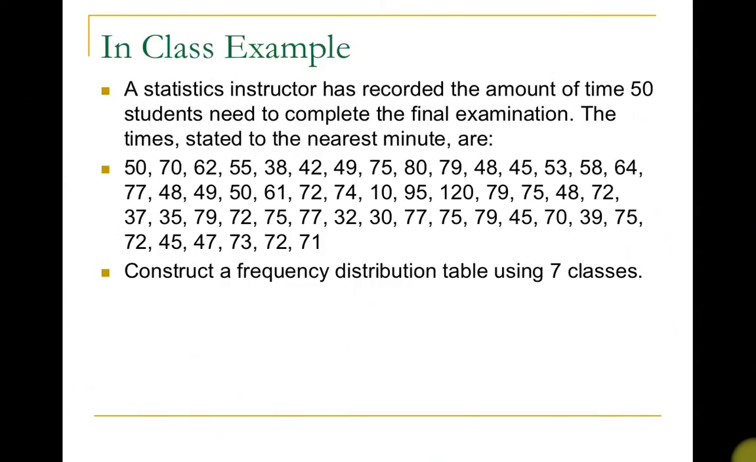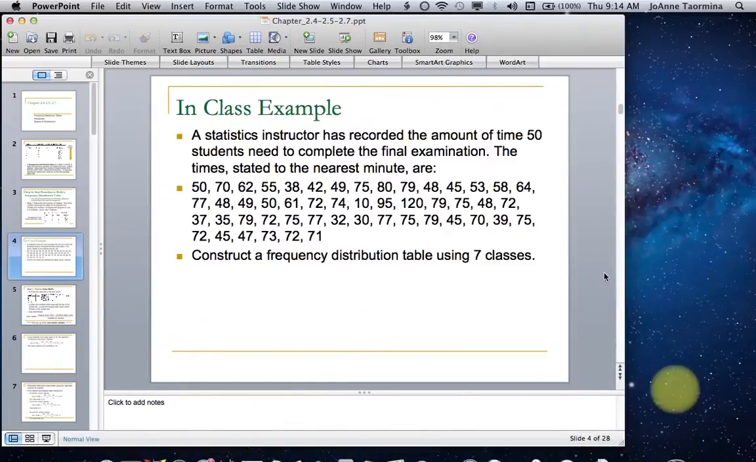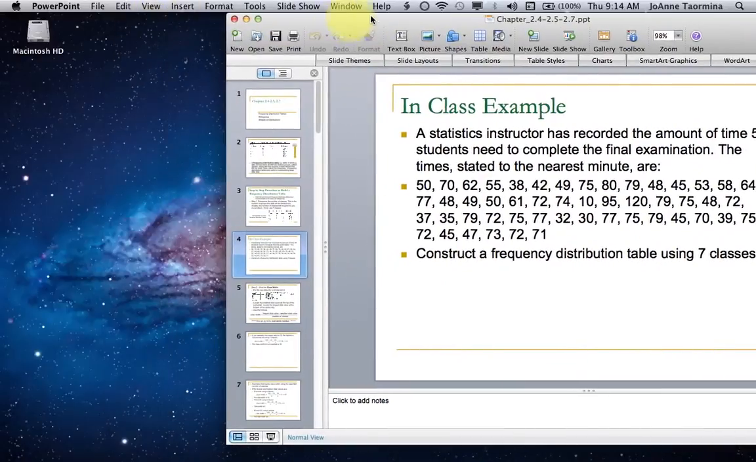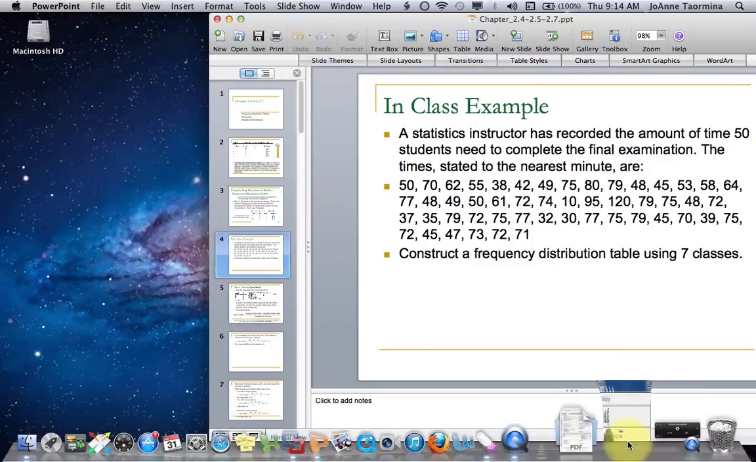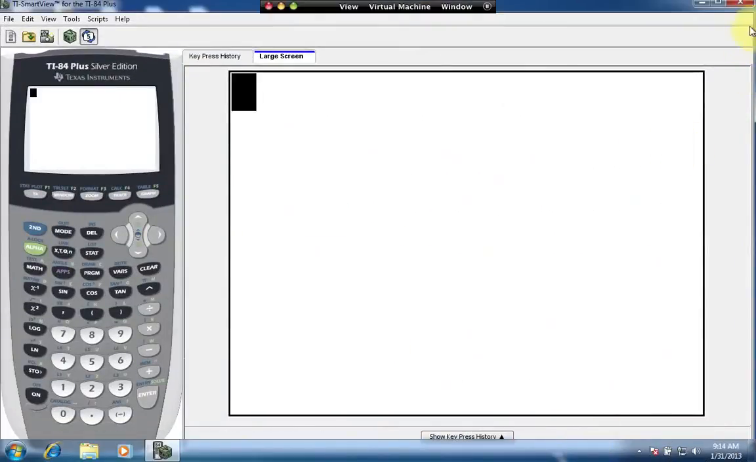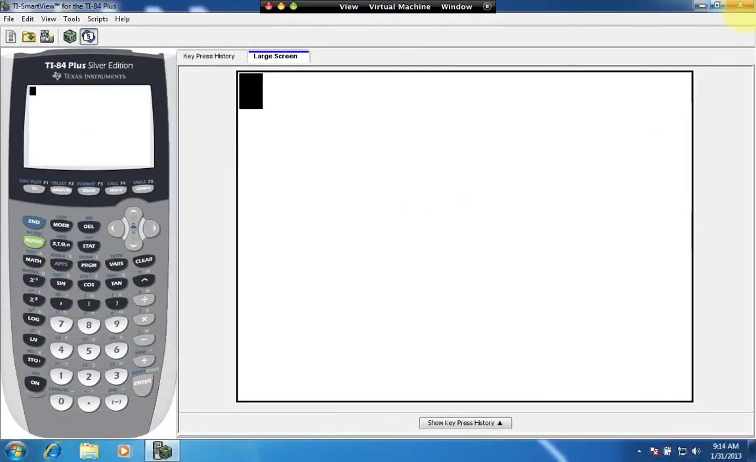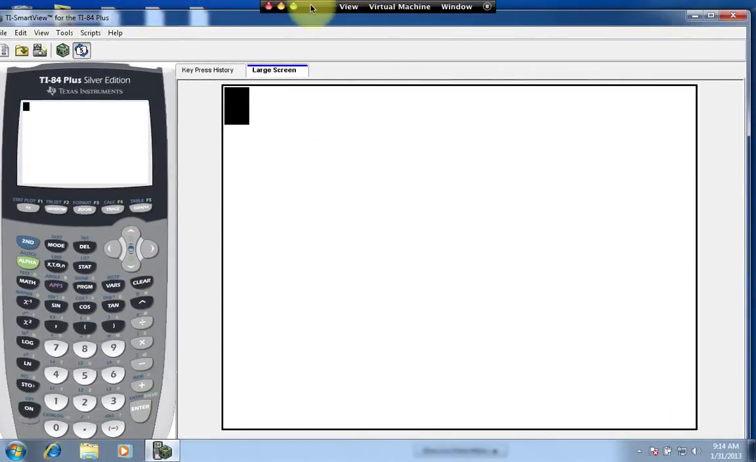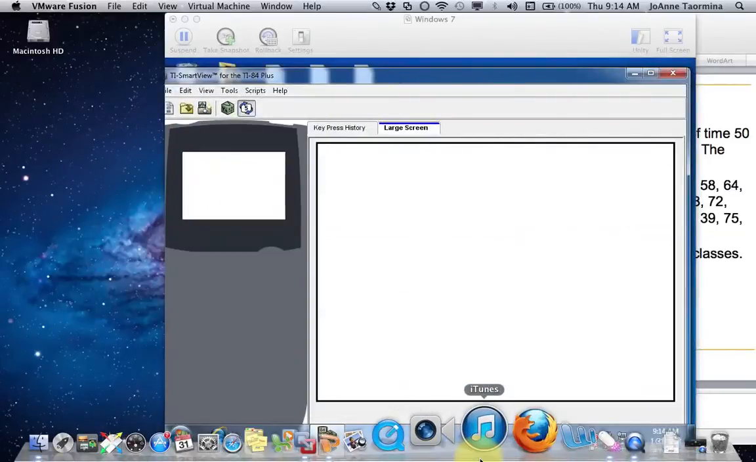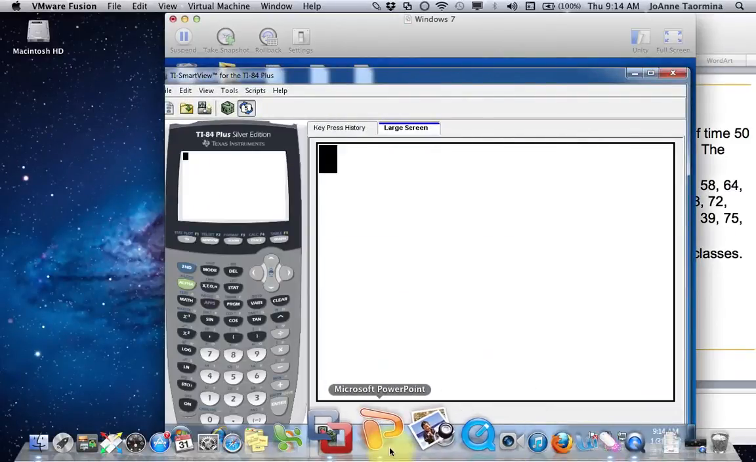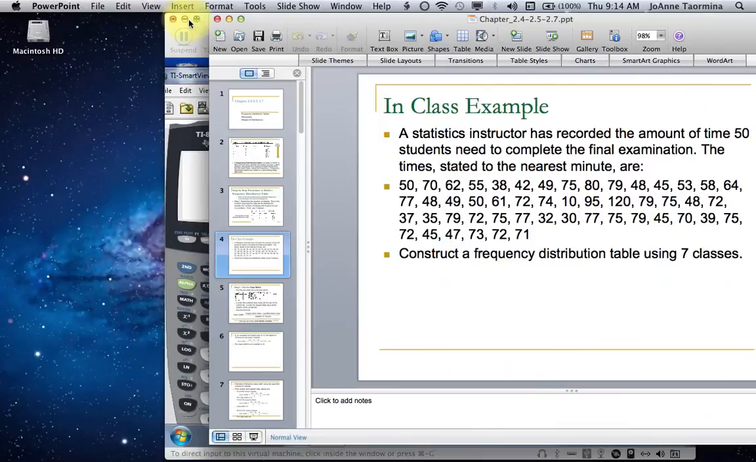So go to your calculator. I'm going to open my calculator too and put the data in a list. Okay, I just need to position this so that I could see the data values. Here we go.